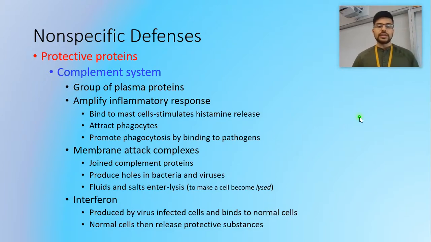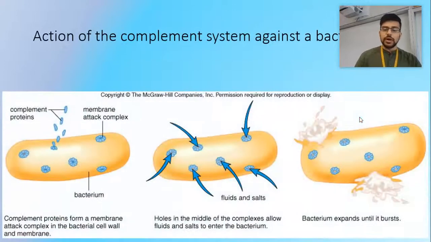It does so by creating this membrane attack complex, which opens a hole into that bacterium or pathogen. It allows all these fluids to come in, and then eventually, when that cell gets too large, it ends up popping; it becomes lysed. So here you can see a membrane complex being formed by the complement proteins. You can see the membrane attack complex makes a little bit of a hole.